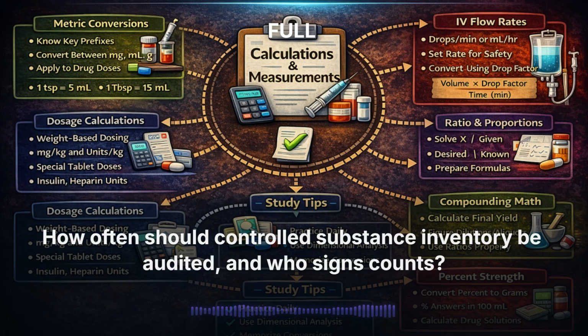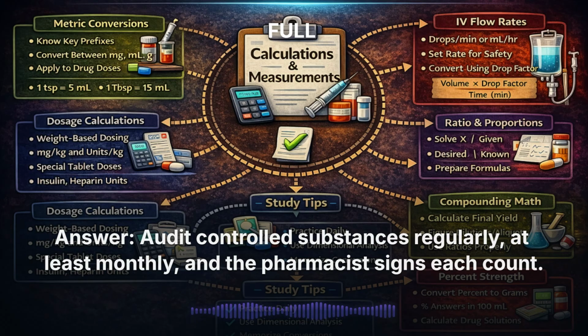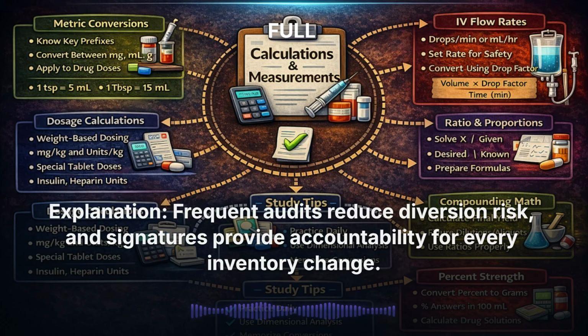2. How often should controlled substance inventory be audited, and who signs counts? Audit controlled substances regularly, at least monthly, and the pharmacist signs each count. Frequent audits reduce diversion risk, and signatures provide accountability for every inventory change.